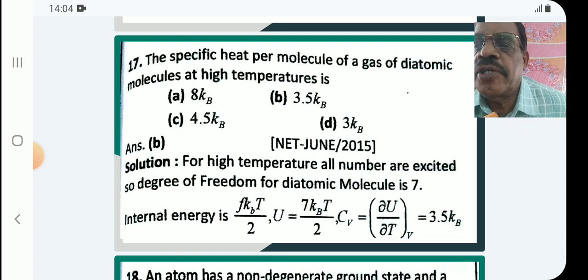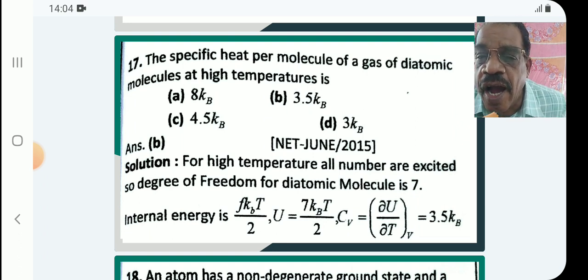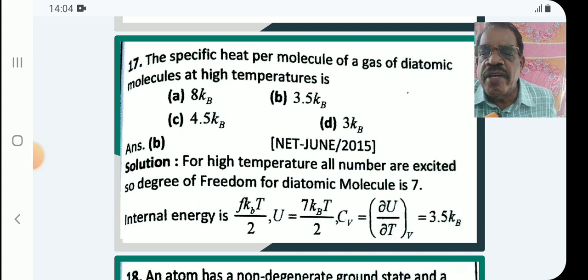Next. The specific heat per molecule of a gas of diatomic molecules at a high temperature. We have studied the diatomic molecule at a low temperature. This is at a high temperature, so the degrees of freedom will be slightly different. The answers are 8 kB, 3.5 kB, 4.5 kB, 3 kB. Answer is B, that is 3.5 kB, because the degrees of freedom is different.